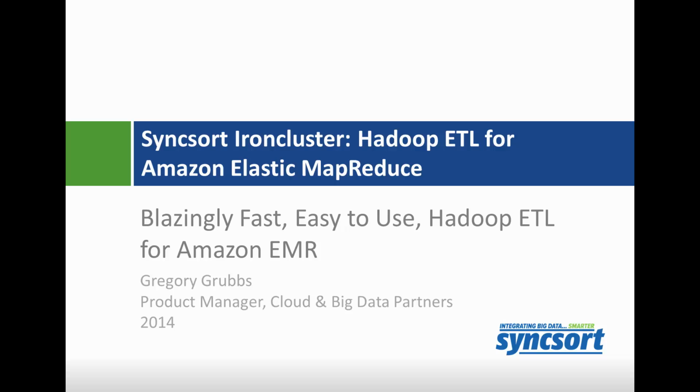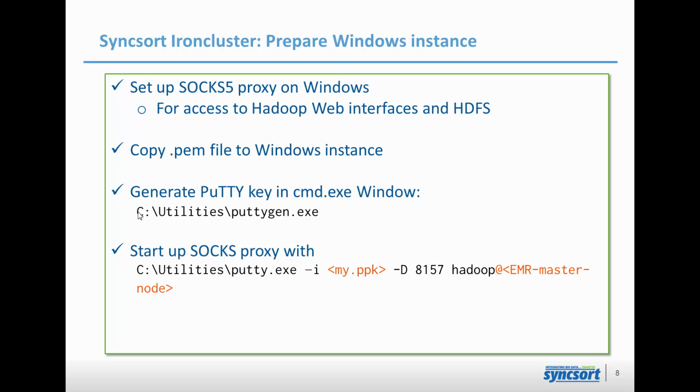So what we need to do, I'll show in this slide, we need to set up a SOCKS proxy on the Windows instance in order to make things go smoothly. The reason for doing so is because of the AWS firewalls that are set up between all the instances. We need to set up a proxy tunnel basically in order to access the Hadoop web interfaces and HDFS.